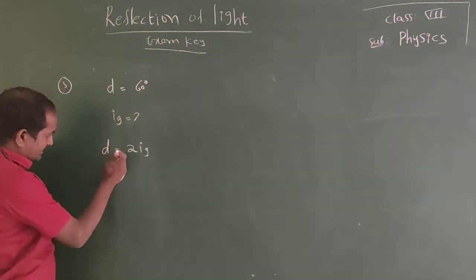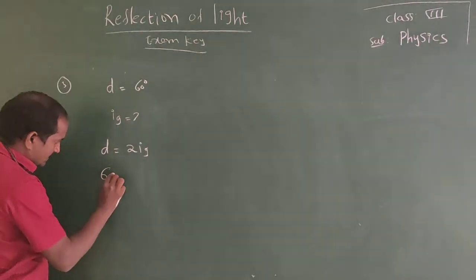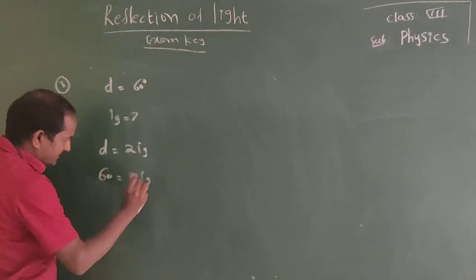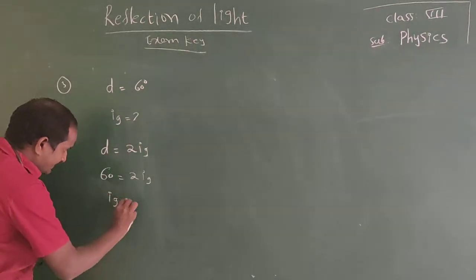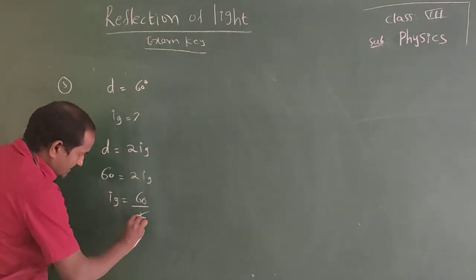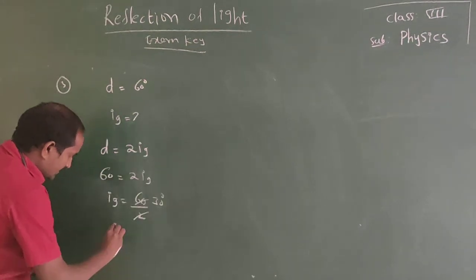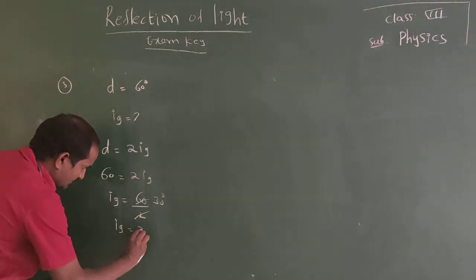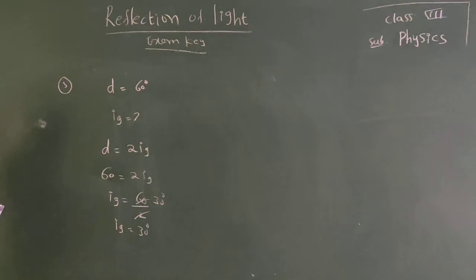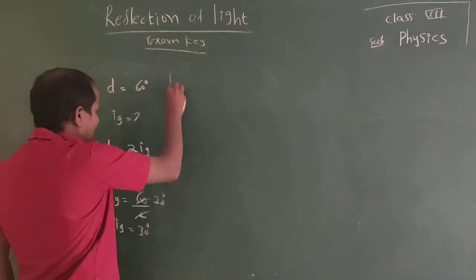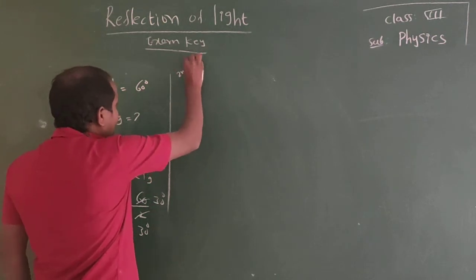Okay. So here deviation equal to 2 times the glancing angle. So D equal to 60, given. 60 equal to 2 into the glancing angle. Therefore the glancing angle equal to 60 by 2, that is equal to 30 degrees. So the glancing angle equal to how much? 30 degrees. Now we can find it like this also.